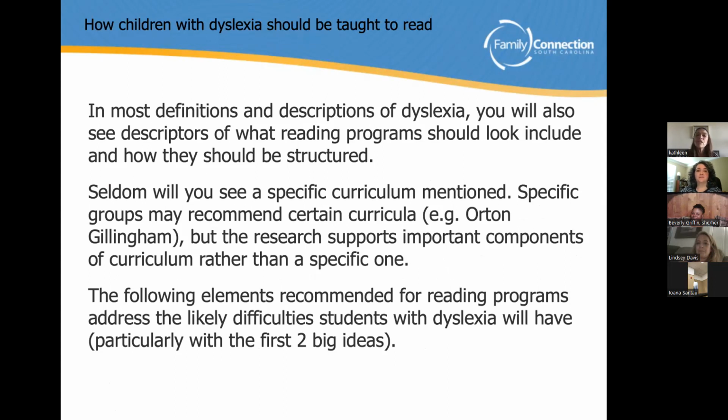So in most definitions and descriptions of dyslexia, if you look at all the definitions I gave you, you will see descriptors of what reading programs should look like and how they should be structured. You will rarely, unless you are on the Orton-Gillingham side, see a specific curriculum identified.